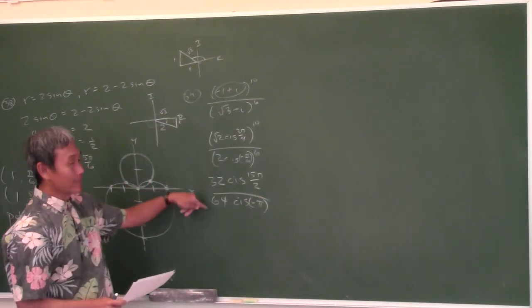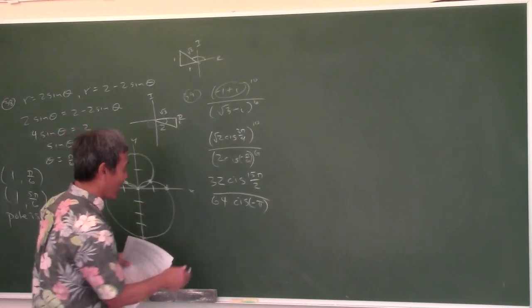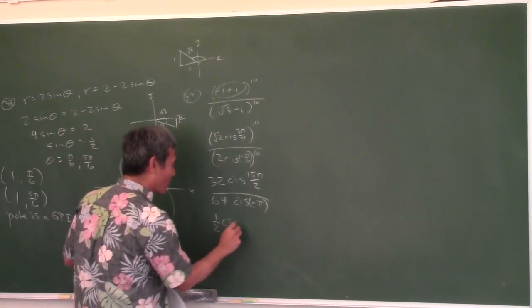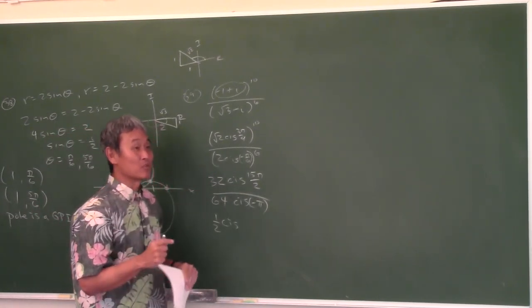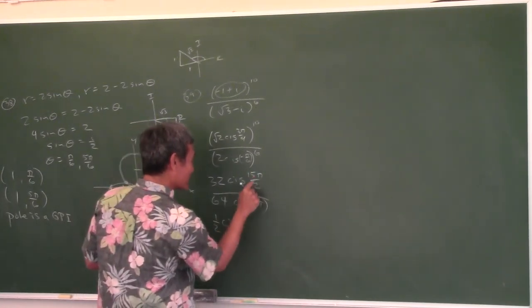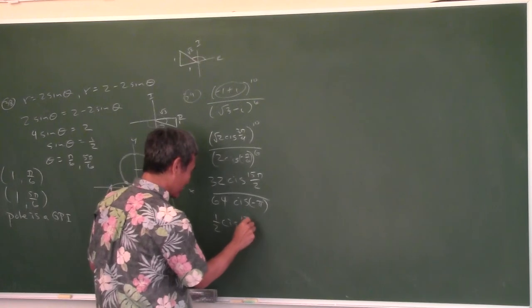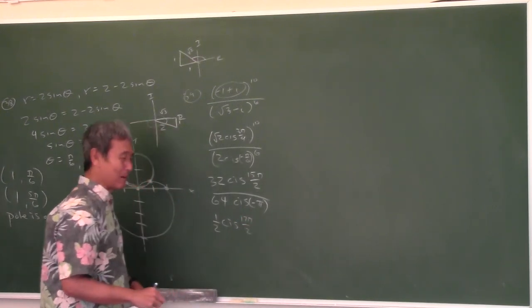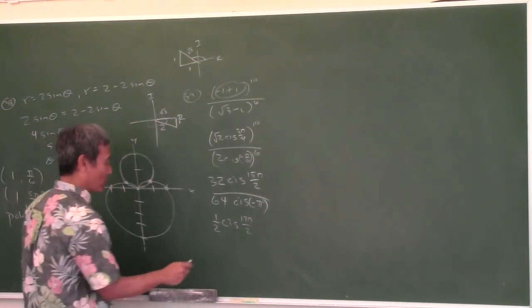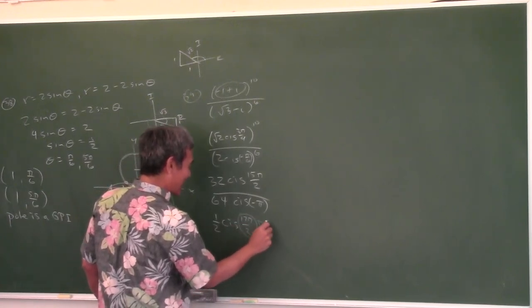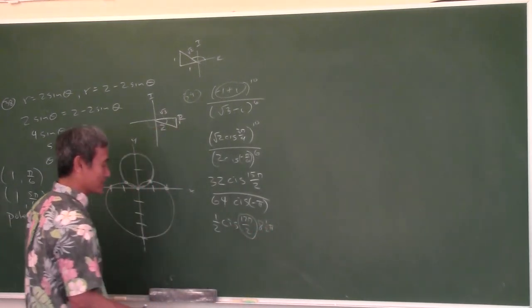And then how do you divide complex numbers? Well, you divide the r's. And then what do I do with the angles? You subtract. What is this minus that? 17 pi over 2. No, Mr. Park, 17 pi over 2, I don't know. Well, isn't that the same thing as 8.5 pi if you change it to a mixed number?